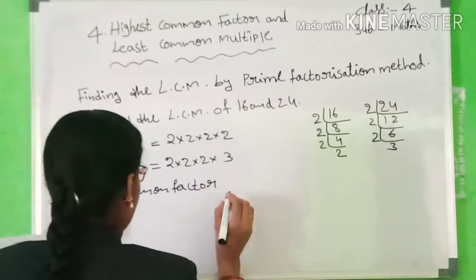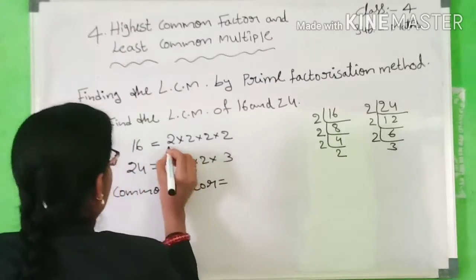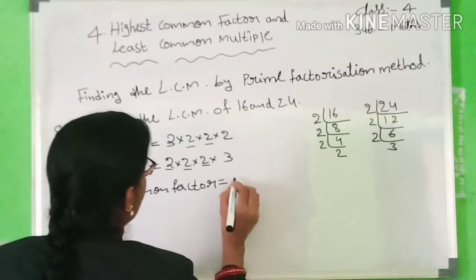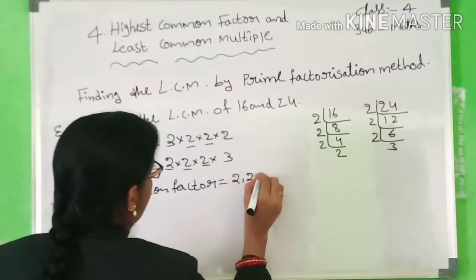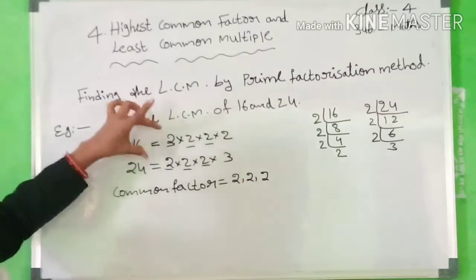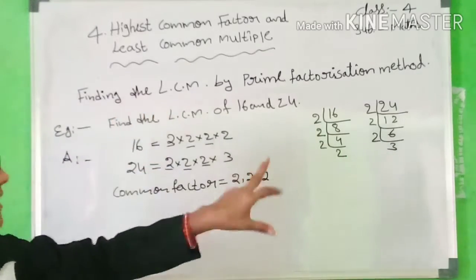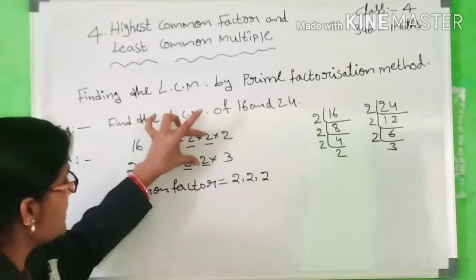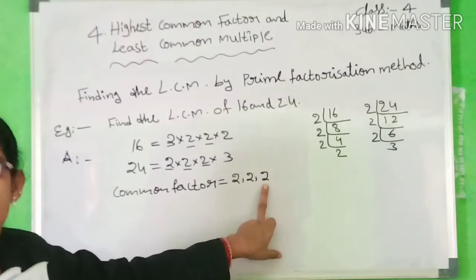Common factors. What are the common factors? 2, 2, 2. Now, how many 2s are there? 1, 2, 3. There are three 2s. These 2s you have to take once, these 2s you have to take once, and these 2s you have to take once.